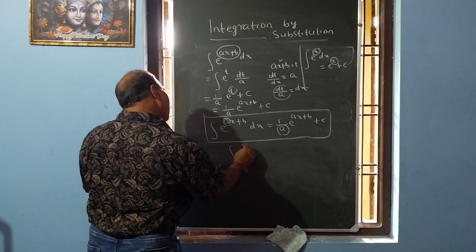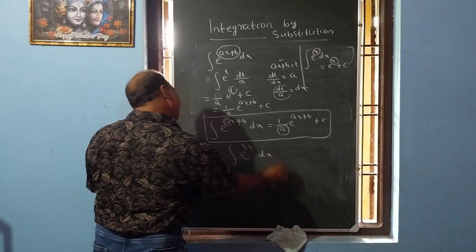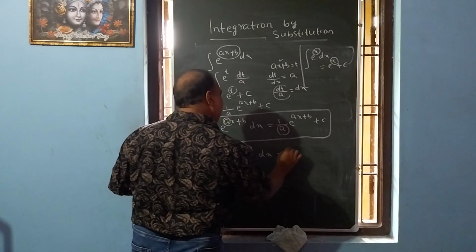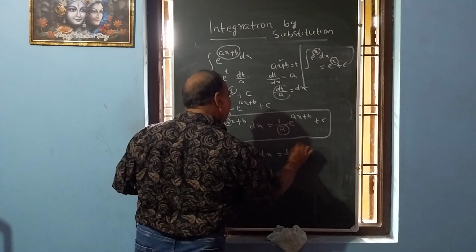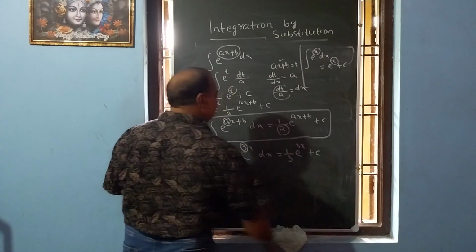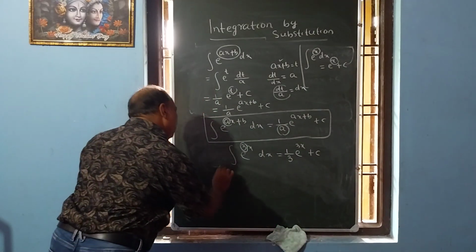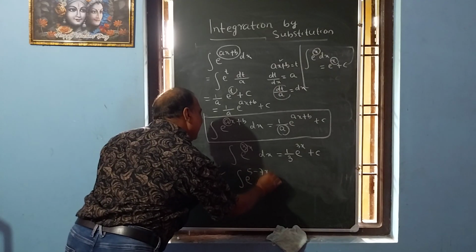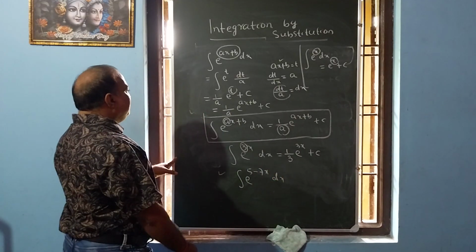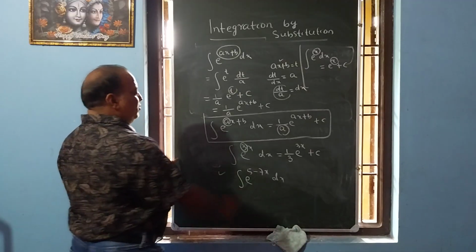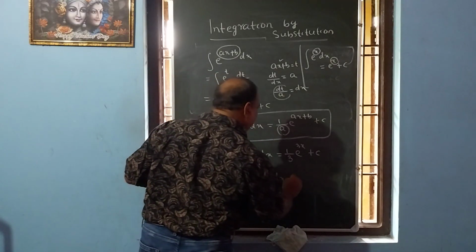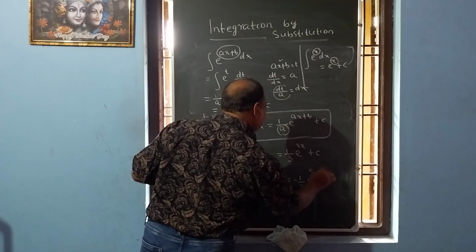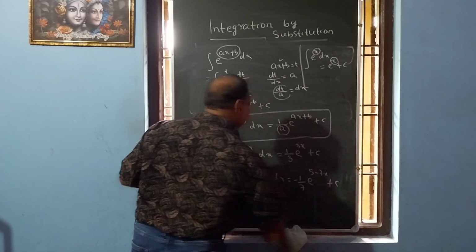Integration of e to the power 3x dx. You see here, the coefficient of x is 3, so that will be divided here: 1 by 3 e to the power 3x plus c. Write down another example: integration of e to the power 5 minus 7x dx. Here you see the coefficient of x is minus 7, so that will be divided there: minus 1 by 7 e to the power 5 minus 7x plus c.